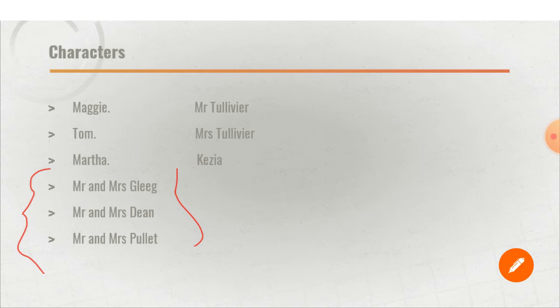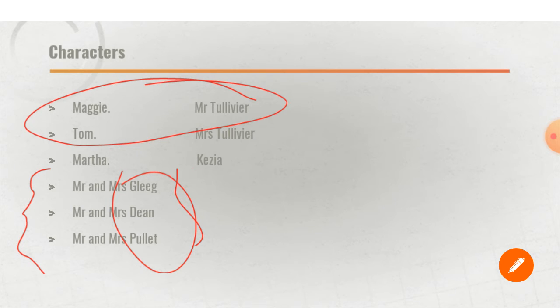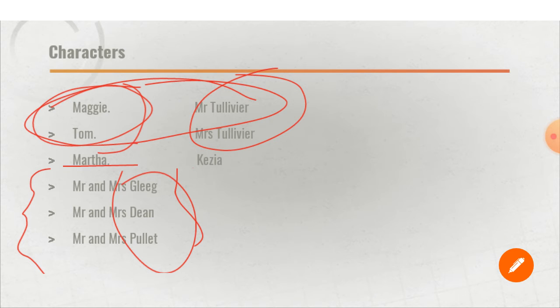The three names I have said, Mr. and Mrs. Glegg, Mr. and Mrs. Deane. They are the uncles and aunts of Maggie and Tom, and they are the relatives of Mr. and Mrs. Tulliver. And Martha is the cousin of Maggie and Tom.